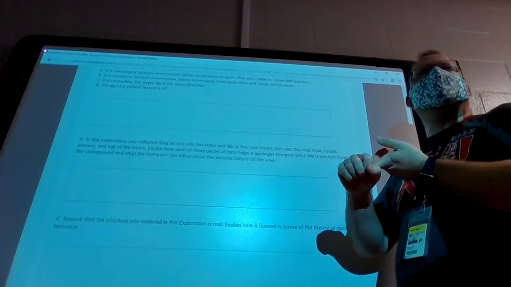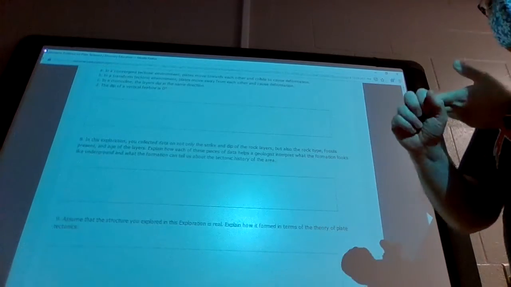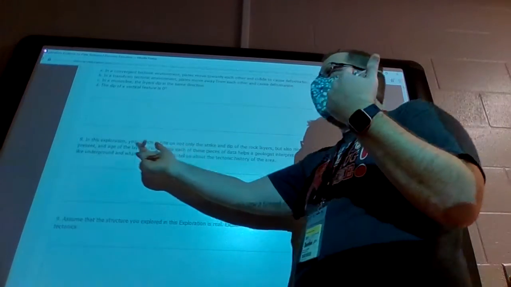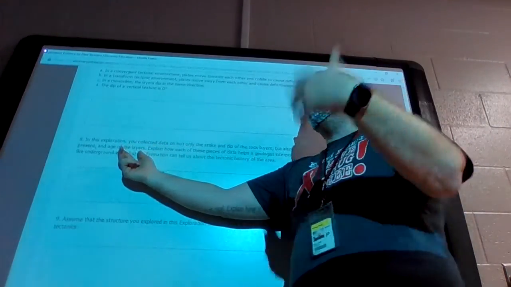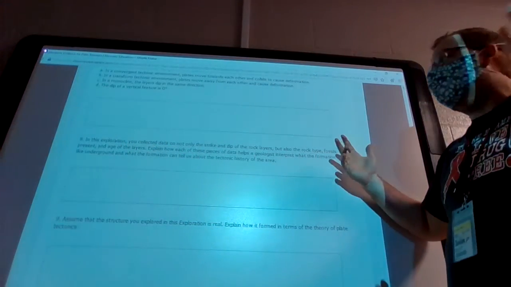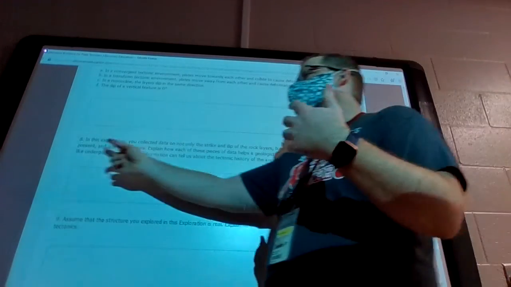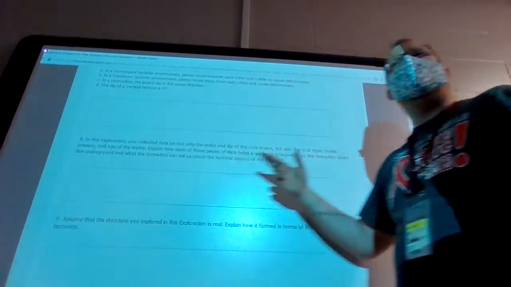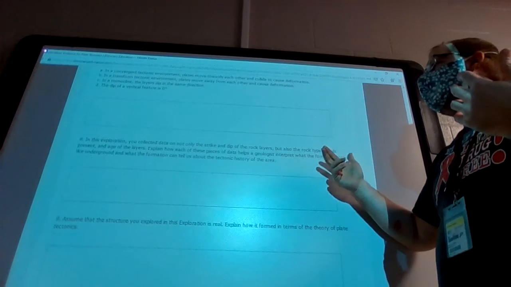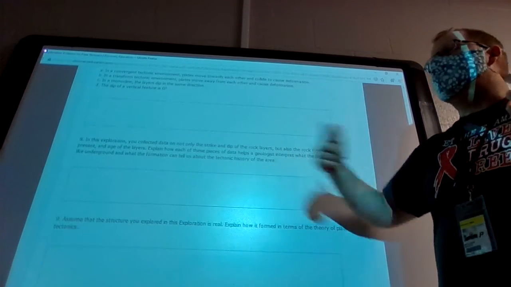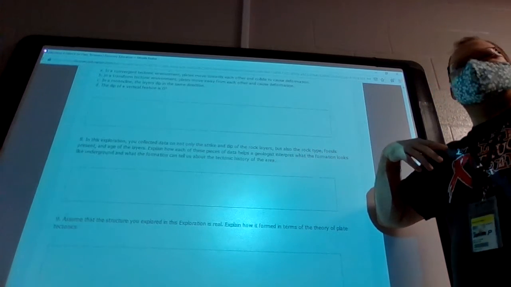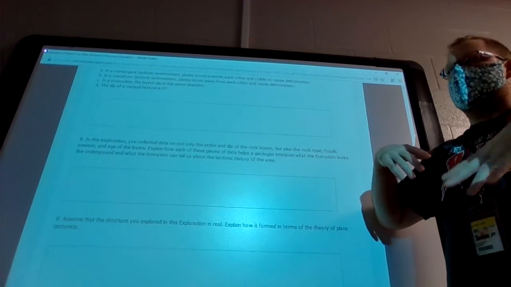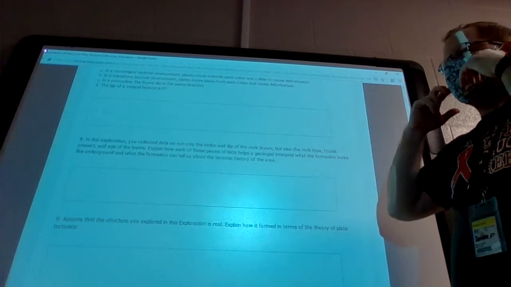So the age of the layers is going to tell us about what type of environment they were born in and what they've done since that happened throughout their life. The fossils will tell us where the rocks have been and what kind of environment they've been in. And then the strike and the dip of the rock layers will tell us what direction they're headed underground and what we might expect them to do underground.